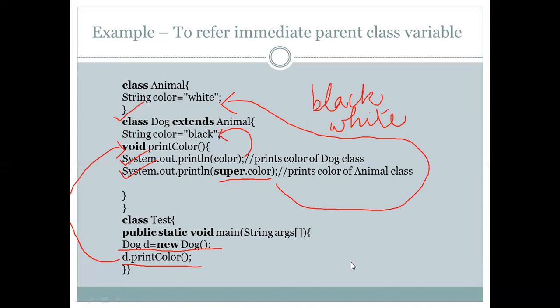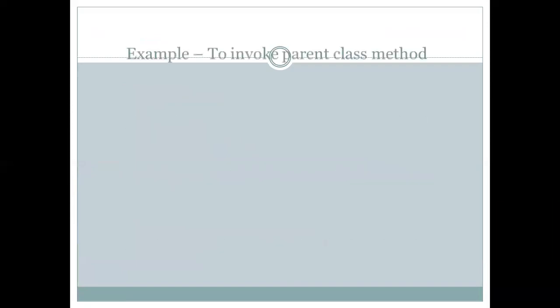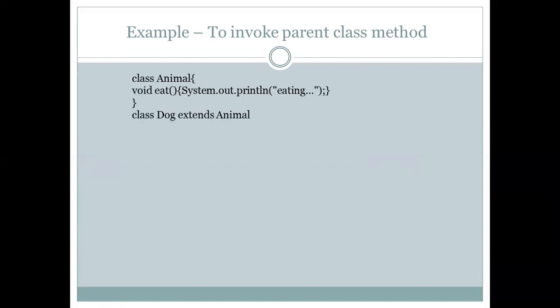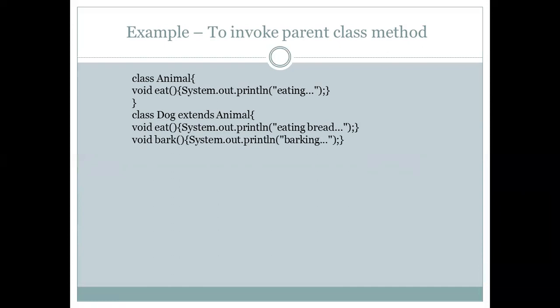Let's now move on to the second example, where we are going to see how the super keyword is used to invoke the parent class method. Again, I'm going to have the parent class as animal and the dog class as the child class. So now let's see how this code is going to work. Within the class animal, I have written a method called eat. And within the class dog, which is the child class of animal, again the method eat is written. The method within the dog class prints eating bread. The eat method within the animal class prints eating.